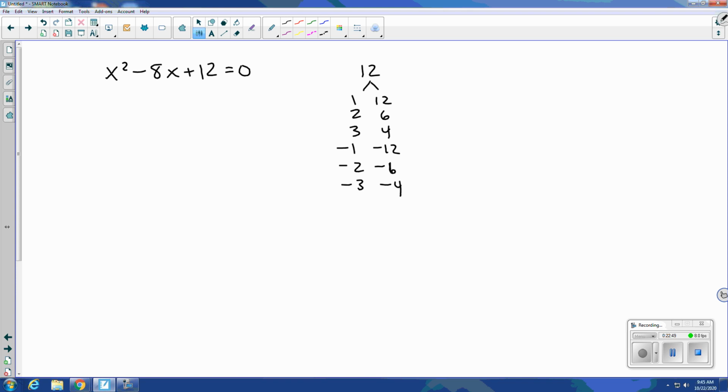So to get a positive 12, I can do positive 1, positive 12, or negative 1, negative 12. That's why those negatives are there. We need to figure out what pairing adds up to the b term. And you should see that it's negative 2, negative 6. Once you've determined that, you're going to split the middle term so that the coefficients of the split reflect that pairing.